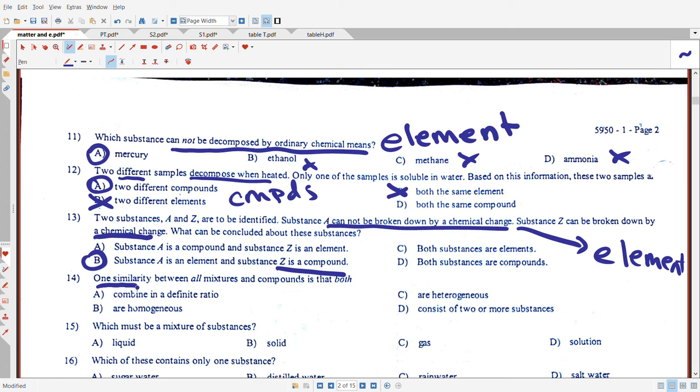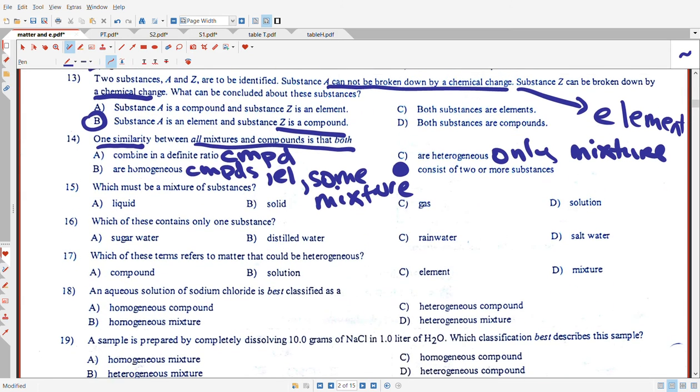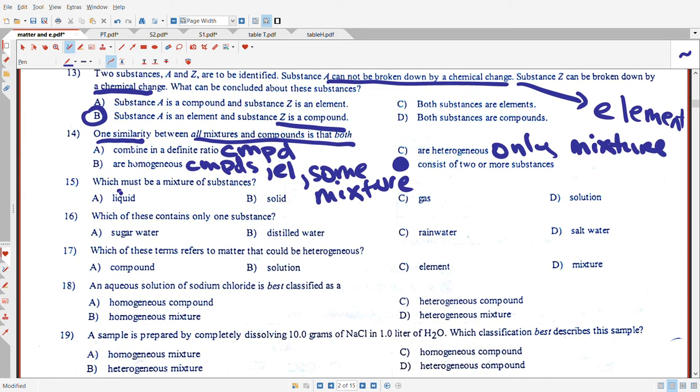Now here they want to know one similarity between all mixtures and compounds. Well, who combines in a definite ratio? That's the definition of a compound. Compounds and elements are homogeneous. They're pure or same throughout. Some mixtures are homogeneous if it's a solution. Only mixtures can be heterogeneous. But this wants to know a similarity between all mixtures and all compounds, but they both consist of two or more substances.